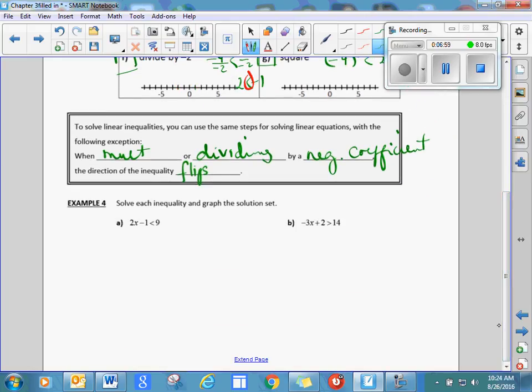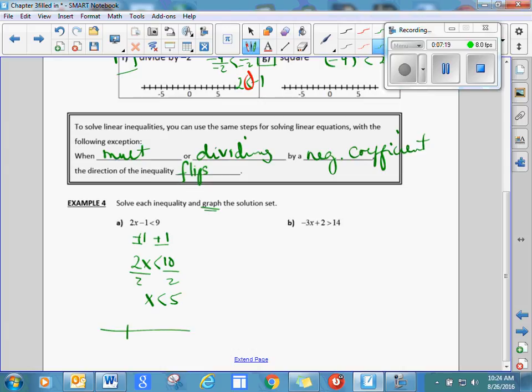So here's a couple examples. We can add 1 to both sides. We get 2x less than 10. I'm going to divide both sides by 2. I'm dividing by a +2, so I don't have to worry about the sign. X is less than 5, and I'll leave the graph to you.